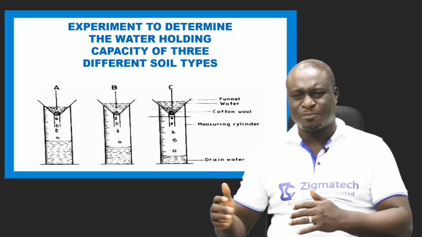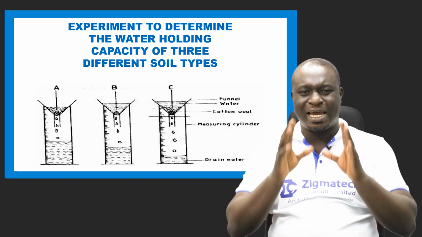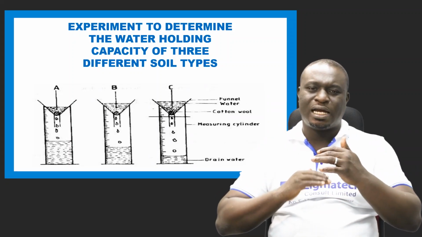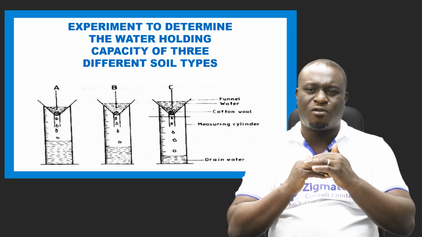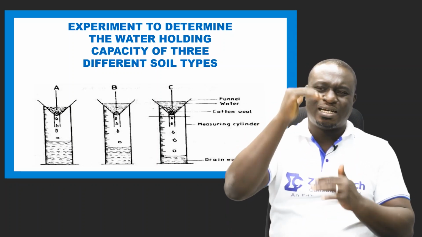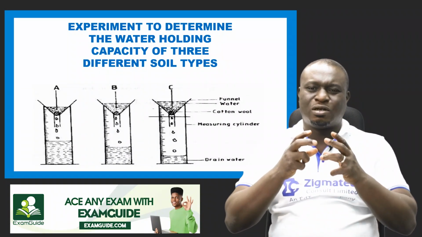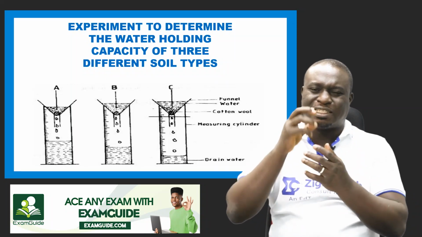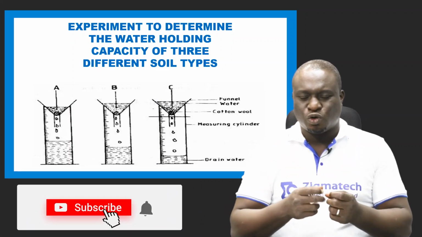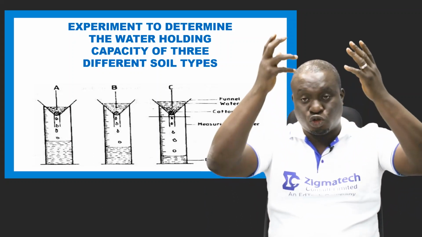Now, after 10 minutes, you will discover that setup A will have inside of the measuring cylinder a high amount of water. The amount of water in it has risen high. That's to tell you that the soil found in setup A did not hold much of the water. So soil A was so porous that water molecules passed through it easily.